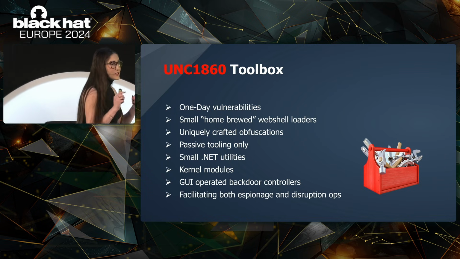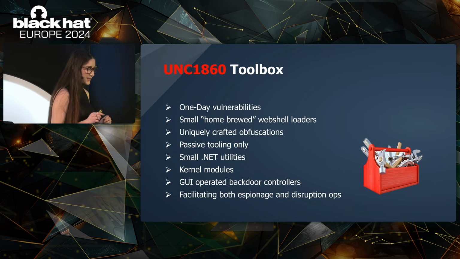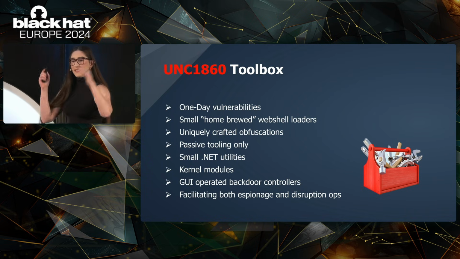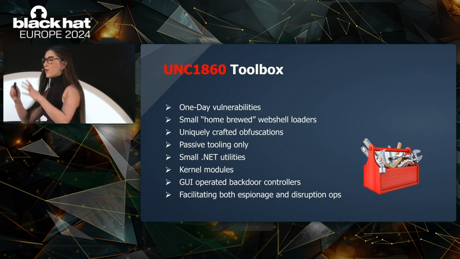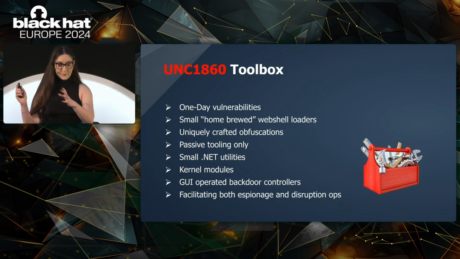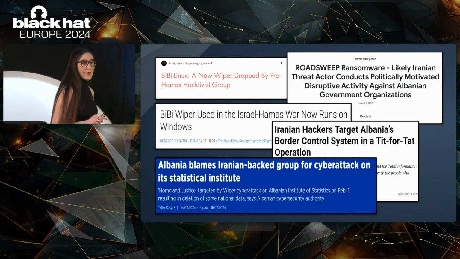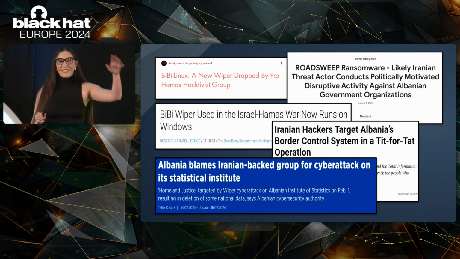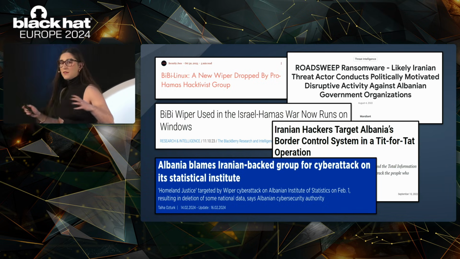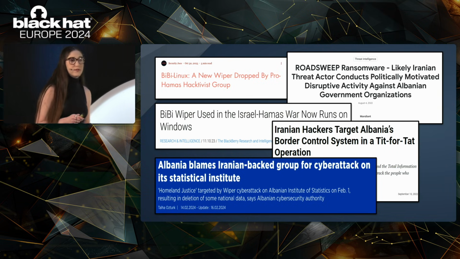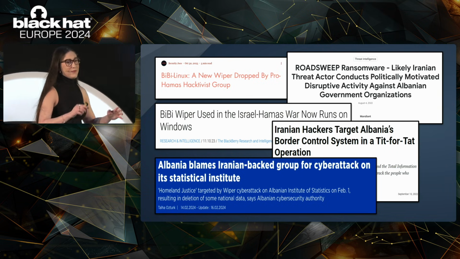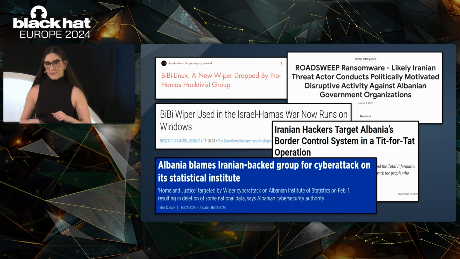And as access brokers, UNC1860 is very much both willing and able to facilitate handoff operations for both destructive and espionage operations. On the screen right now, you can see different examples of different destructive activities that were taking place around the Middle East in the last couple of years. These caught lots of public's attention, and you might even be familiar with some of these.